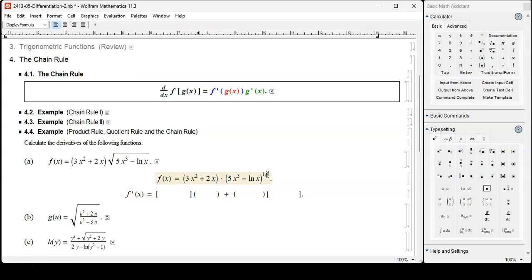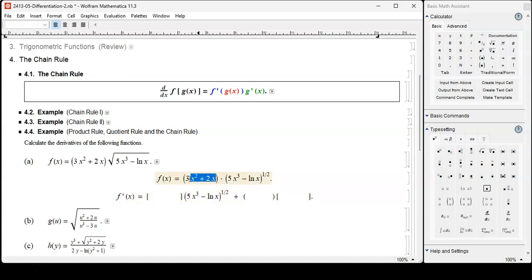So the second function is here, alright. Let's copy and paste that in here. The first function is here, so let's copy that here. Now the derivative of the first function, what is it? 6x plus 2. Okay, so far so good.